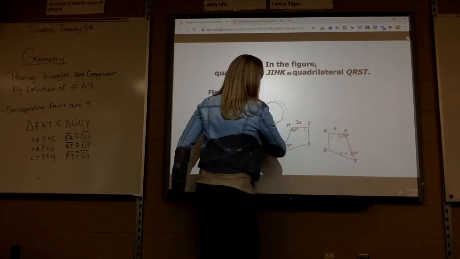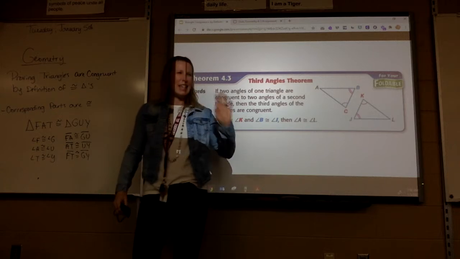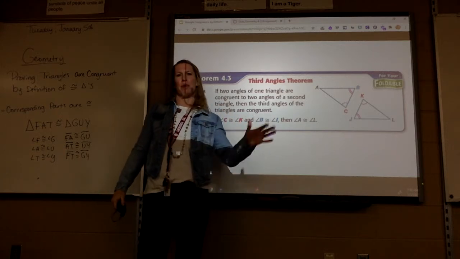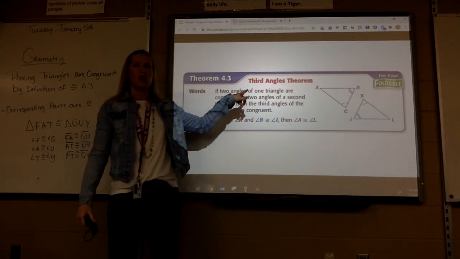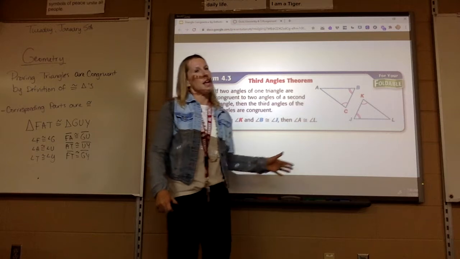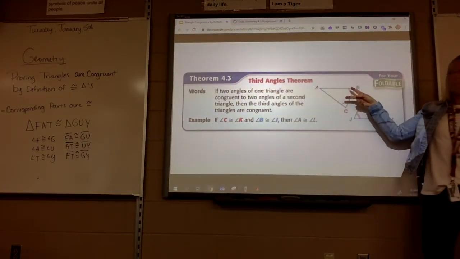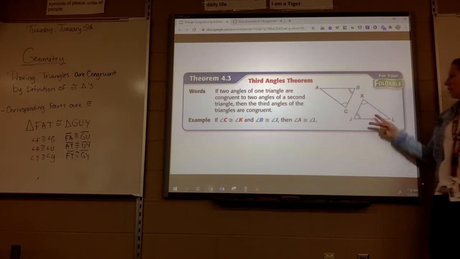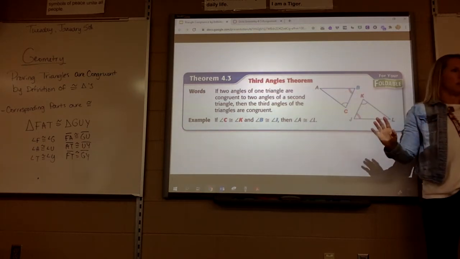Last thing we need to talk about is proofs. So we're going to start having proofs by proving that triangles are congruent. We have this third angles theorem, and you're going to use that in your proofs today. All the third angles theorem says is if you have two angles in one triangle, and they're congruent to two angles in another, then those third angles have to equal each other.